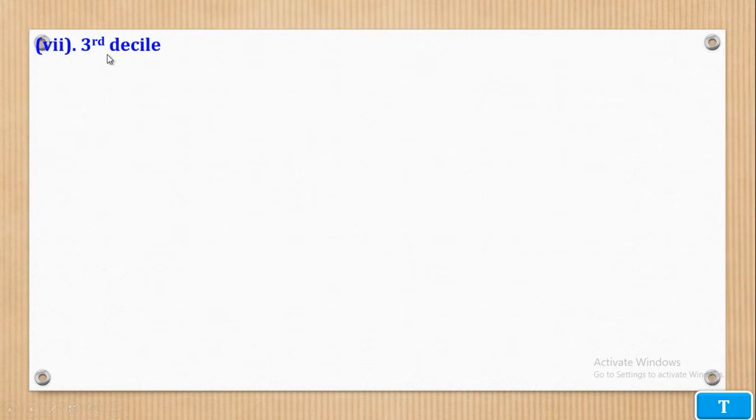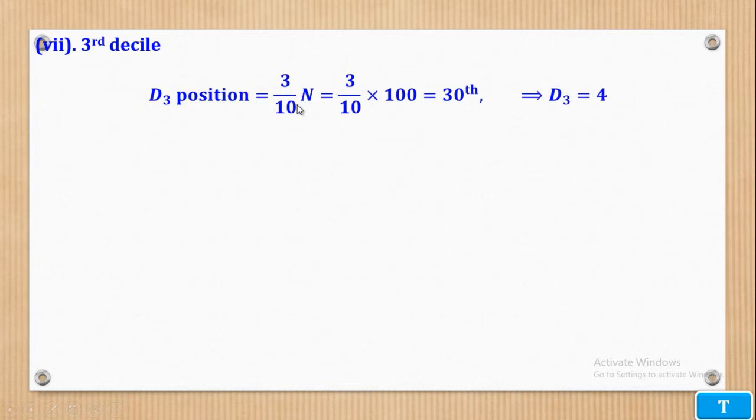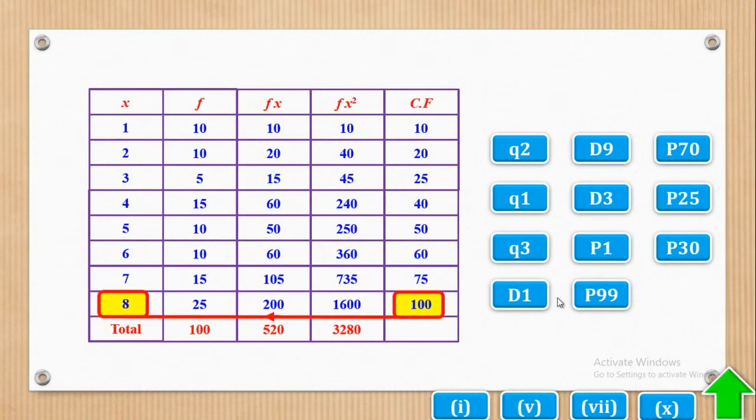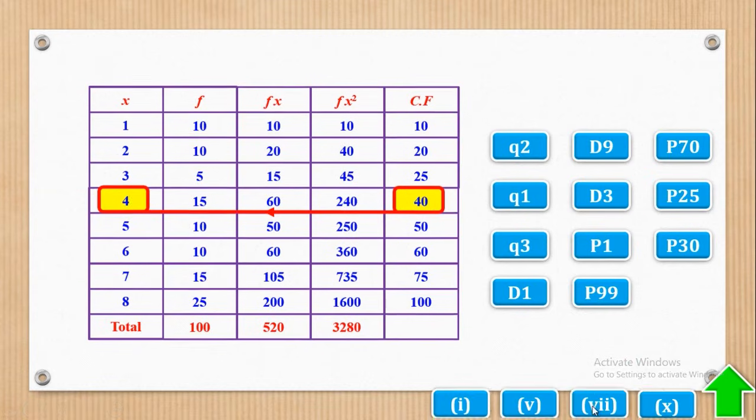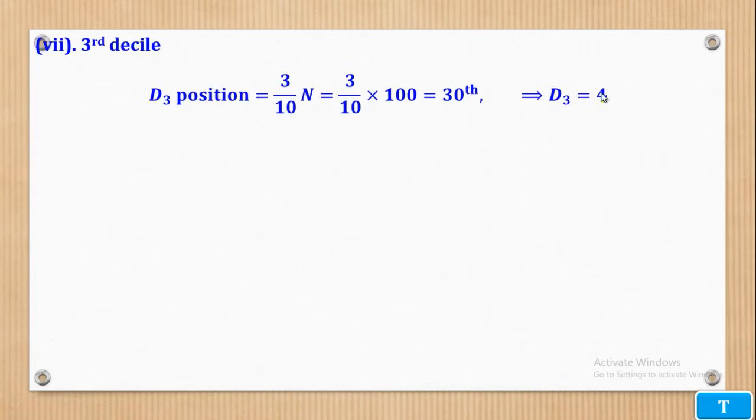Then Roman 7, they wanted third decile. Third decile, the position is 3 over 10 times n. So 3 over 10 of n is 30th. So 30, we shall go back in our table and look for a value slightly greater than or equal to 30. And that value will be 40, because before 40 we have 25, which is less than 30, meaning that 30 is enclosed in this 40. Therefore the corresponding value of x is 4, meaning that our D3 is 4. That is why you see here 4 as the answer.